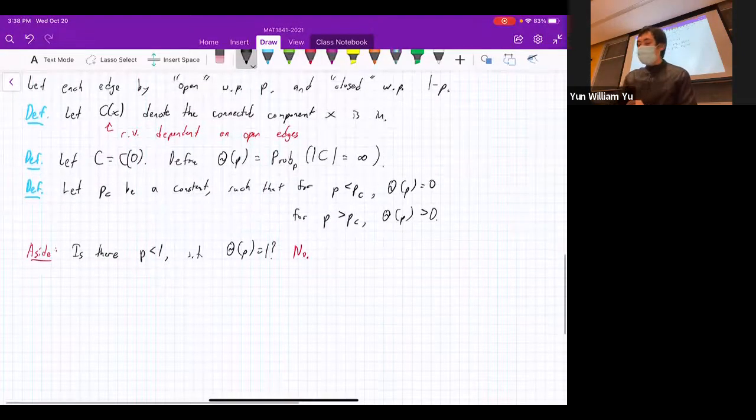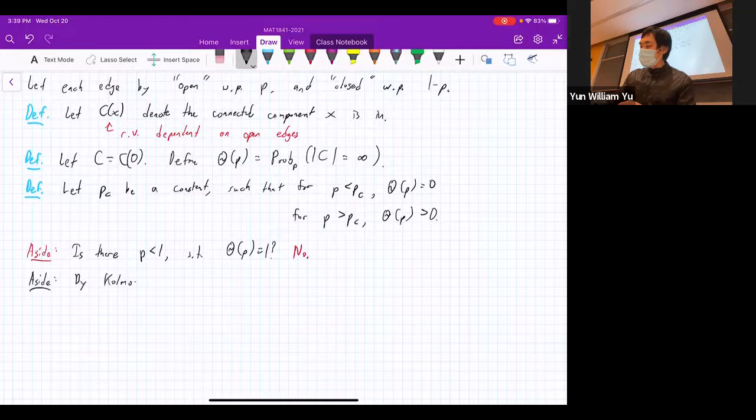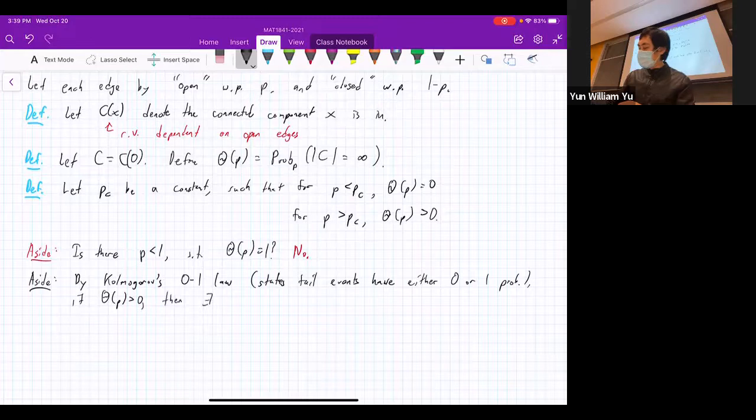But you were sort of on the right track, because I was asking whether the origin is in an infinite component, not whether there exists an infinite component, which is a different question altogether. Let's give another aside, which is Kolmogorov's 0-1 law. It states that tail events have either 0 or 1 probability. If theta of p is greater than 0, there must almost surely exist an infinite open component. This is the reason why we only care about theta of p being bigger or less than zero.